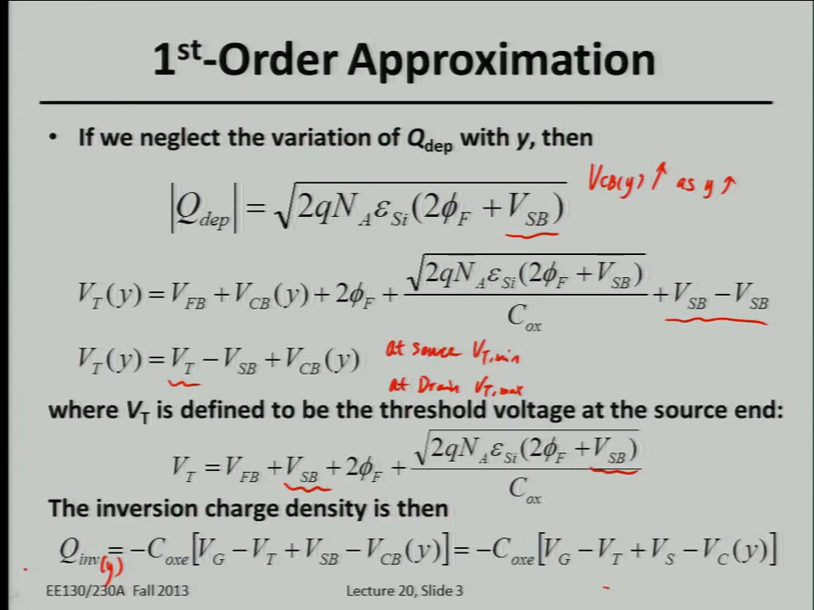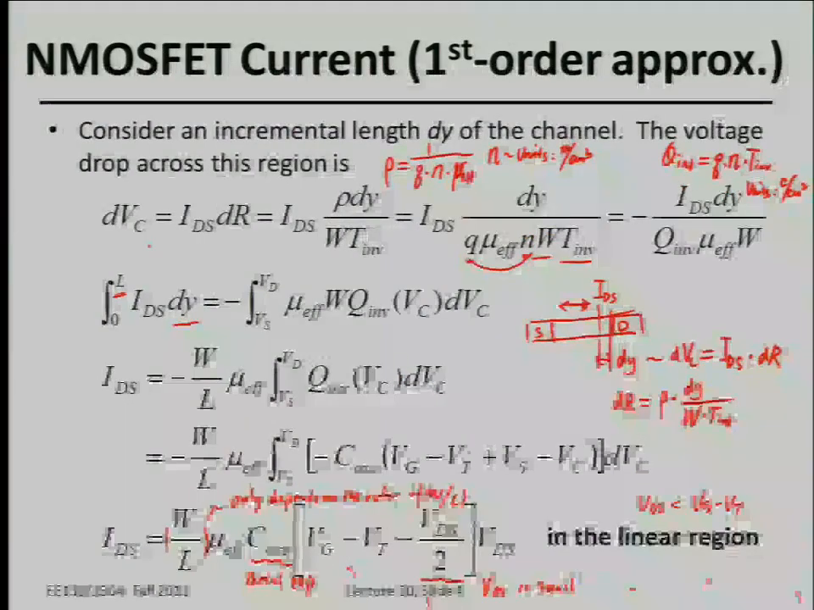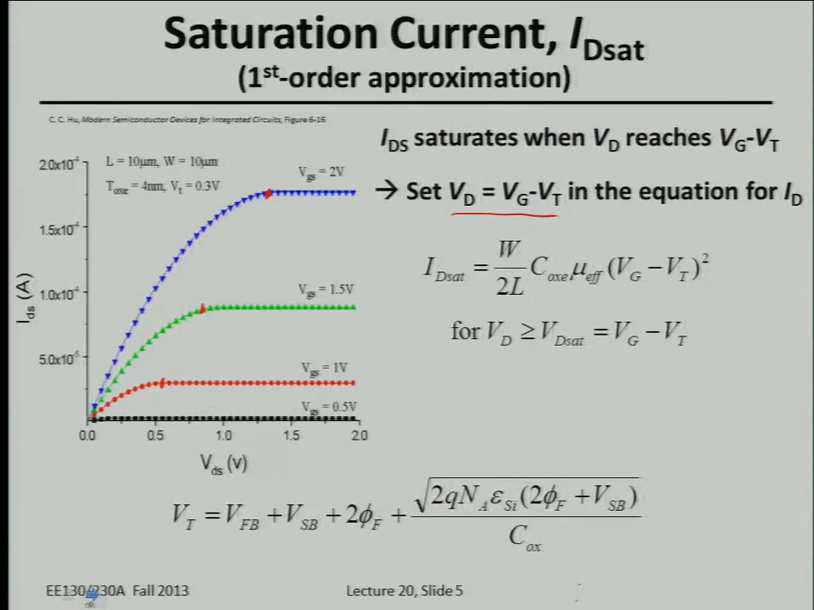Okay, so that's our approximation, and under it, that's what we get for the current expression in the two regions. Okay. Are there any questions so far? Okay.